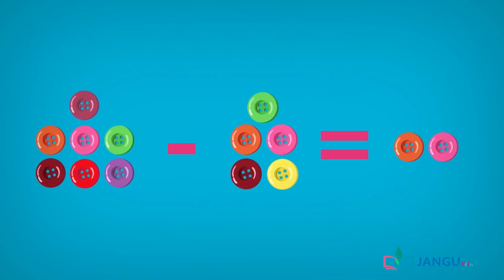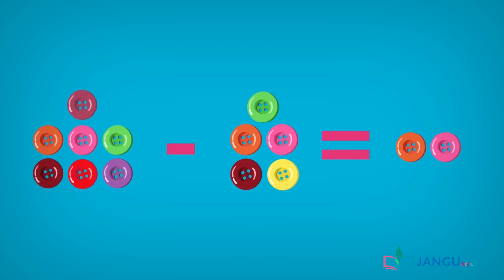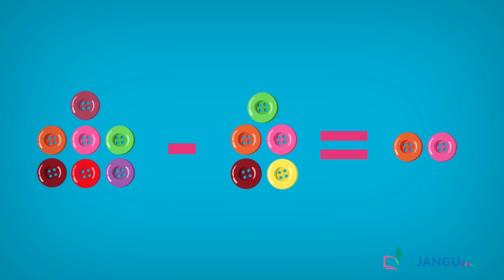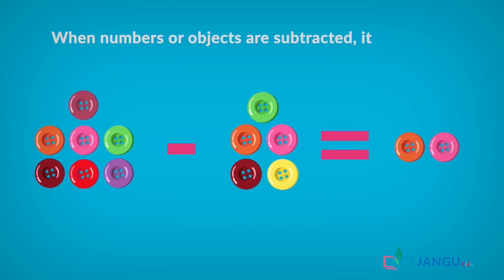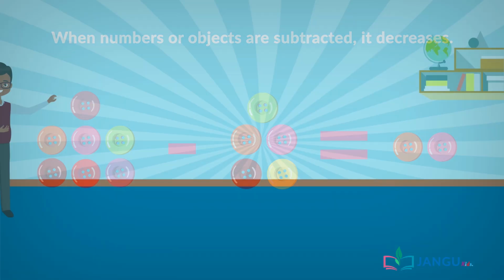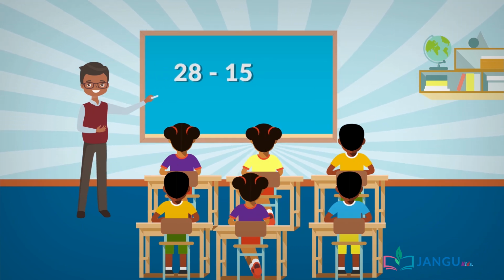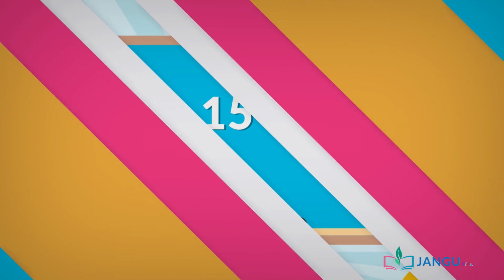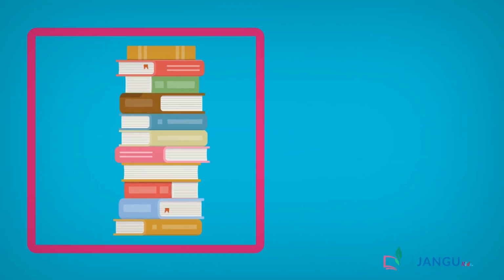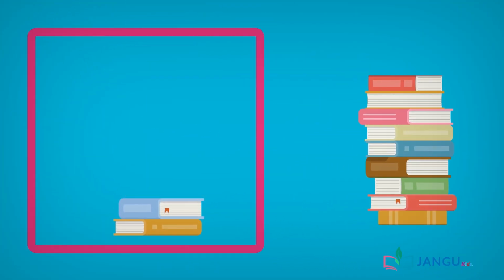Subtraction means taking away one or more numbers or group of objects from a group. When numbers or objects are subtracted, it decreases. If you subtract 15 from 28, you get 13. If you remove 9 books from 11 books, you get 2 books.